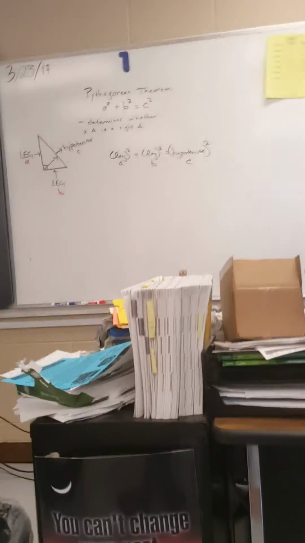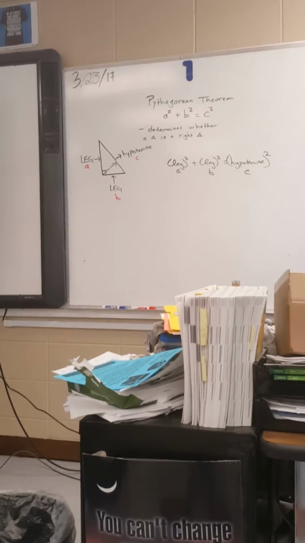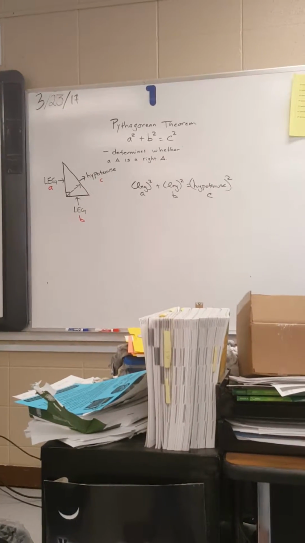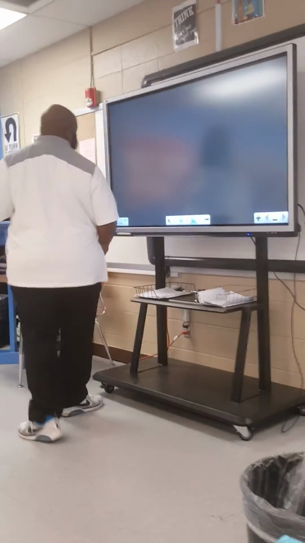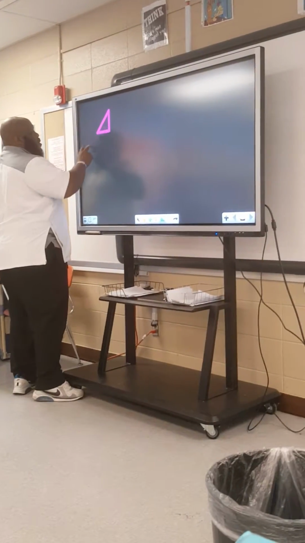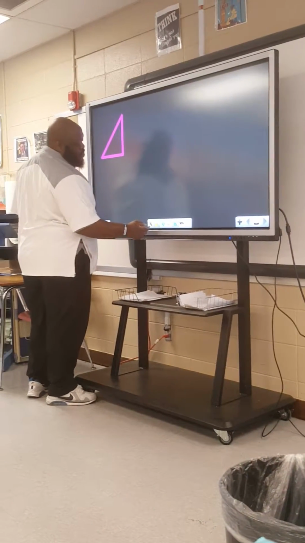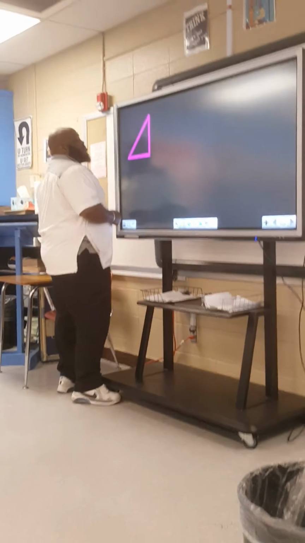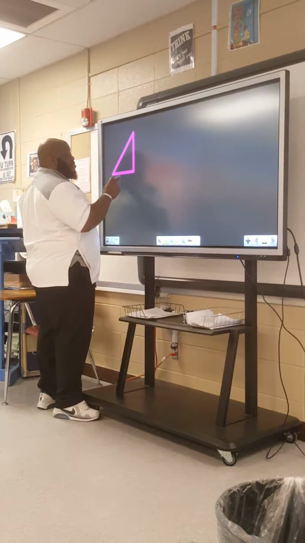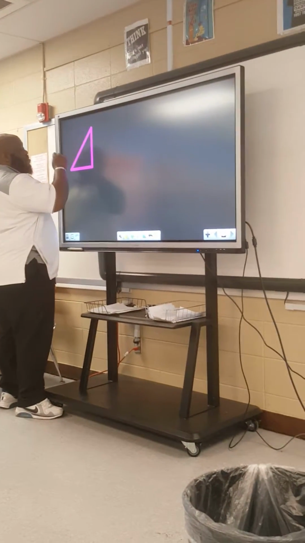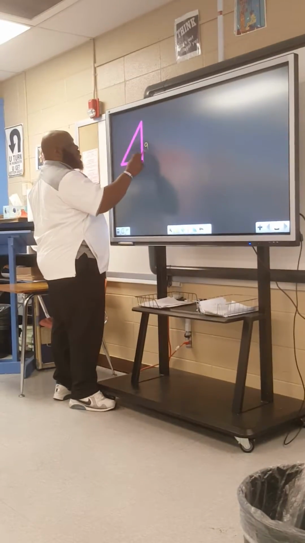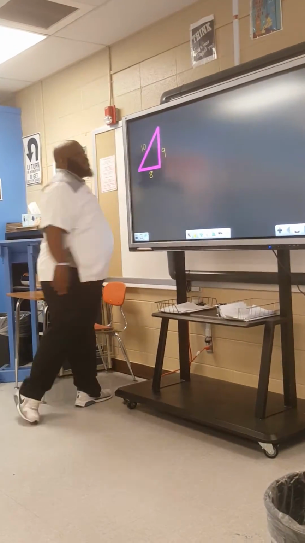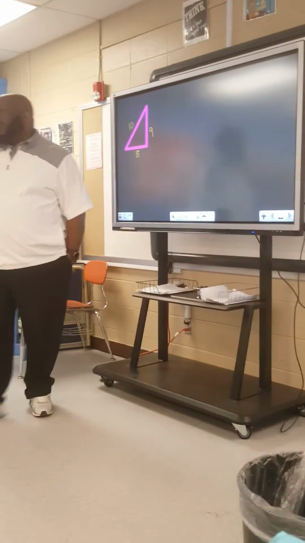Here's the question. Is this going to be a right triangle? How do you know? Because it has a box. It matters. It really does. 9, 10, 8.